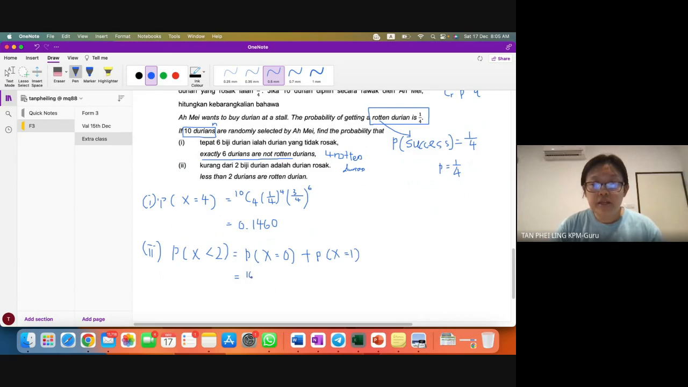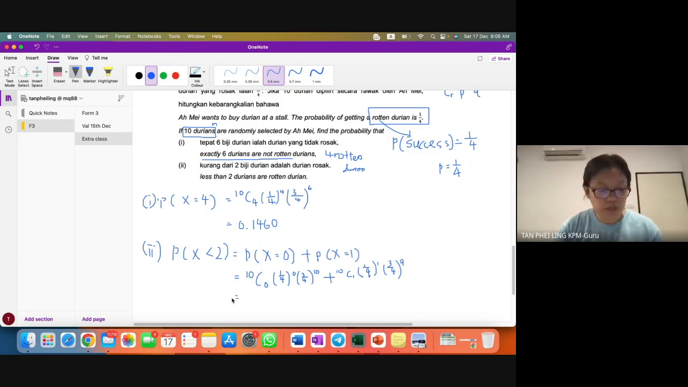You have 10 durian, so 10C0, 1/4 power 0, and then 3/4 power n minus r, which is 10. Then you have probability of X equals 1. Sorry, no need to copy, just write down your nCr now, because here x equals 1. So 10C1, and then you have 1 over 4 power 1, and then 3 over 4 power 9, because 10 minus 1.